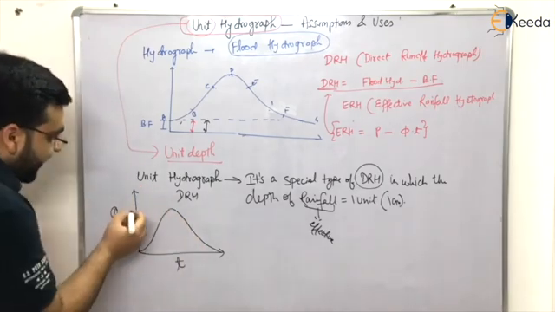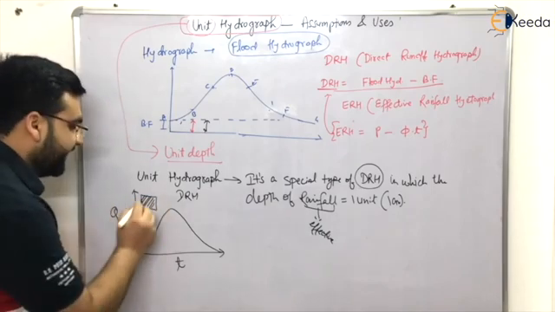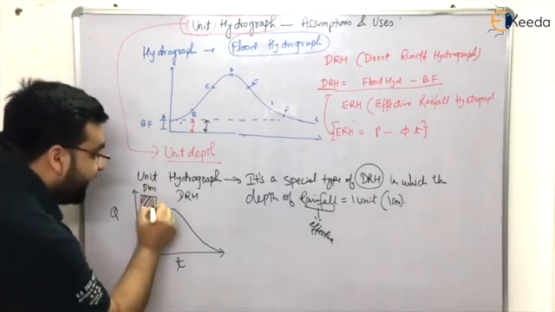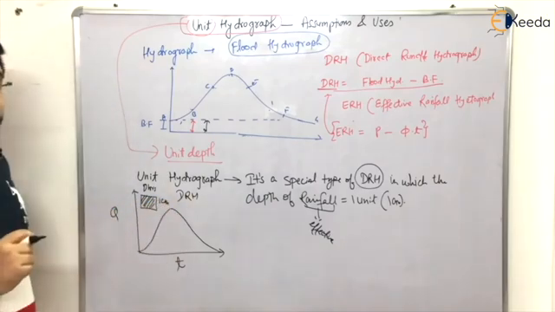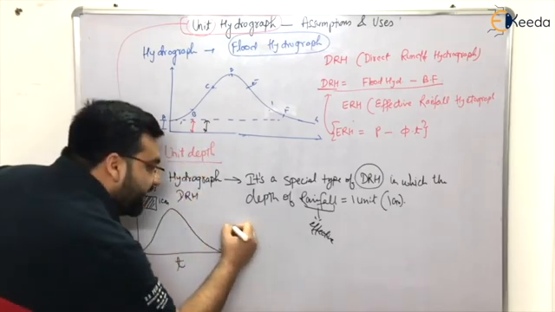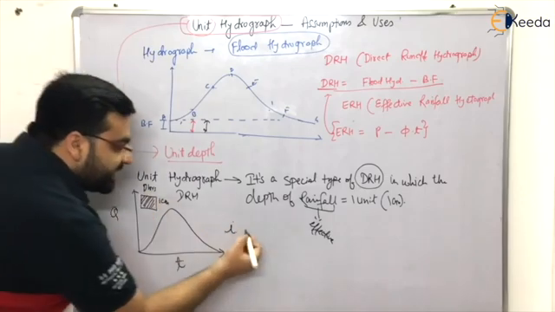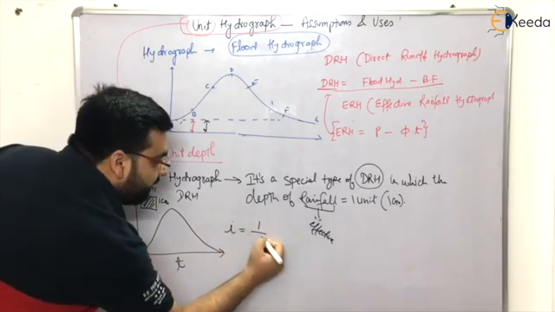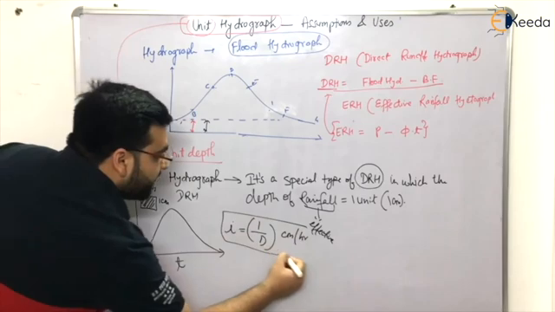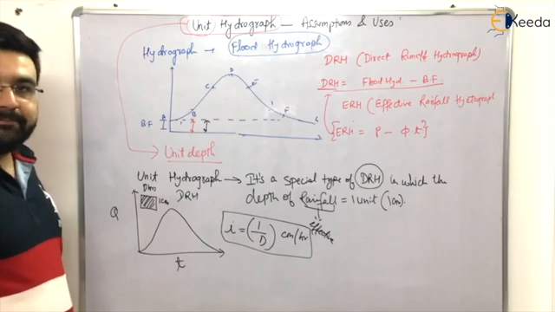Clear? Okay. Now it has a rainfall intensity, for a duration of d hours. But for how much depth? Only 1 centimeter depth. It means that if you want to calculate the rainfall intensity I, how can you determine it? This is 1 centimeter for d hours. So rainfall intensity will be equal to 1 upon d centimeters per hour. So from a unit hydrograph, you can easily determine the rainfall intensity also.